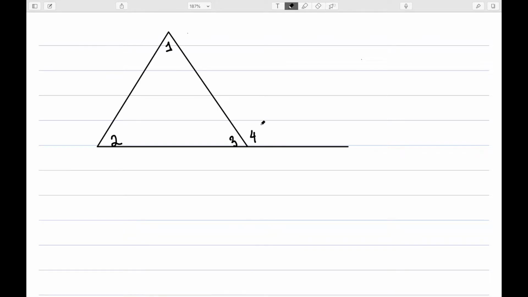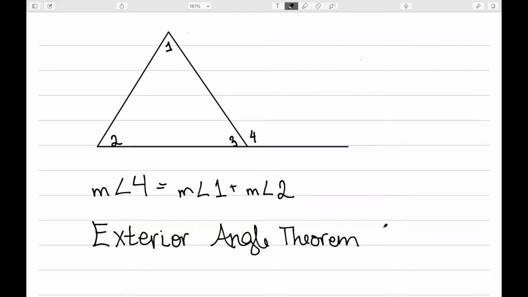I now want to look at the idea of exterior angles. Here I have a triangle and I've extended out one of the sides and labeled a few of the angles. In Euclidean geometry, one of the most basic theorems we have is the exterior angle theorem that says the measure of angle 4 is equal to the measure of angle 1 plus the measure of angle 2. And we want to see if we can expand on this idea in general.